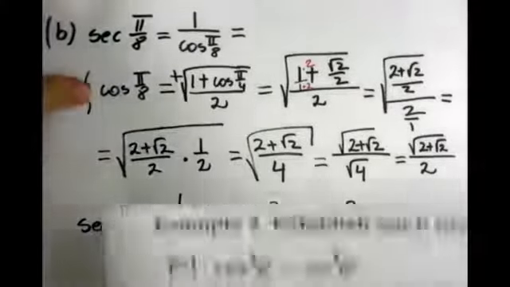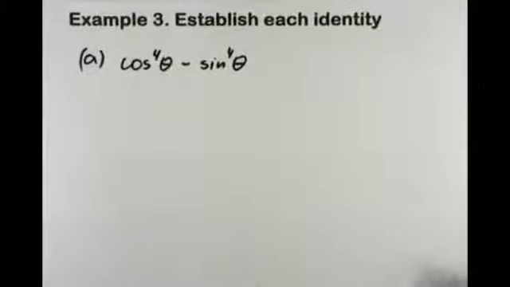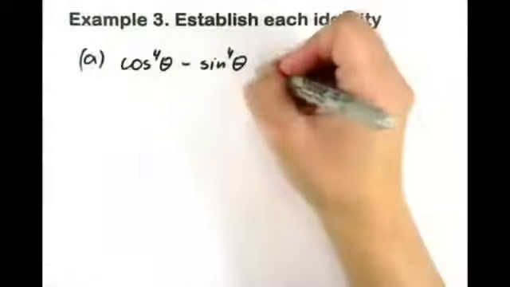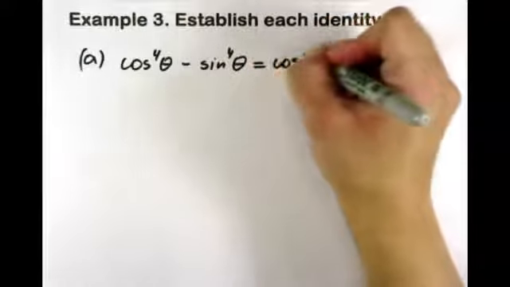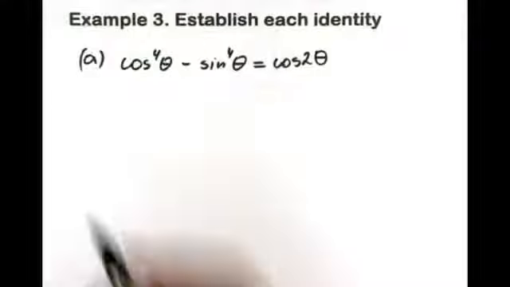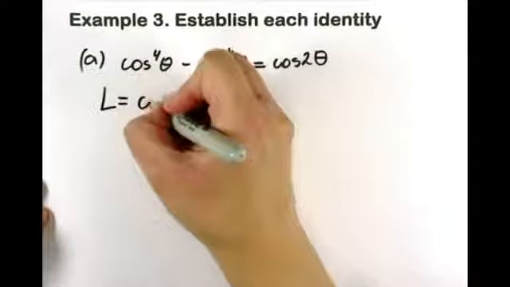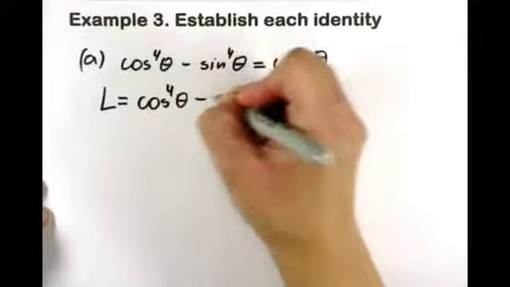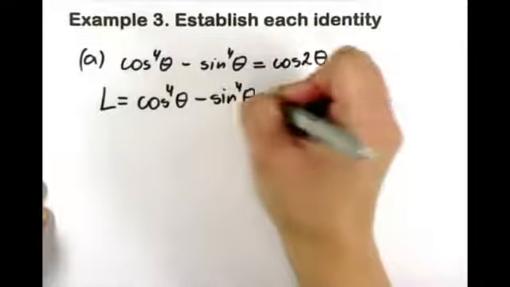Now we have example 3. We use the double angle and half angle formulae to establish identities. The first one is cos to the 4 theta minus sine to the 4 theta is equal to cos 2 theta. To establish identities means prove it from left side to right side or from right side to left side. So we're going to start from the left side. Left side, cos to the 4 of theta minus sine to the 4 of theta.